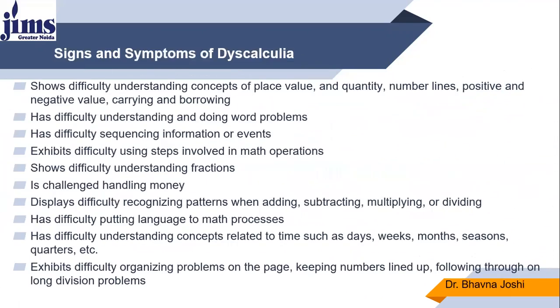Now, a few signs and symptoms are they have difficulty understanding the concept of place value, positive and negative values, borrowing, carrying, and simple mathematics problems. They have difficulty in understanding and doing word problems also. Sequencing information is difficult for them. They have difficulty in using the steps involved in maths operations. They show difficulty understanding fractions also.